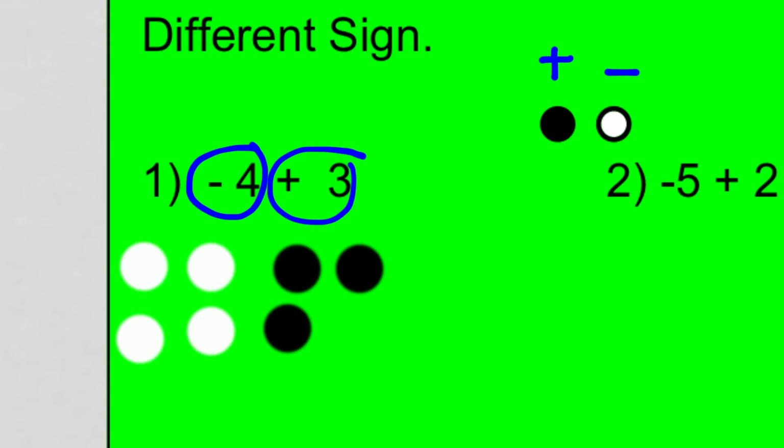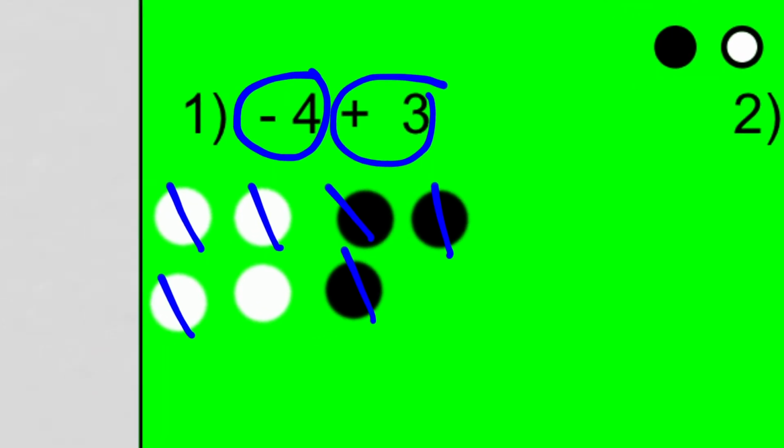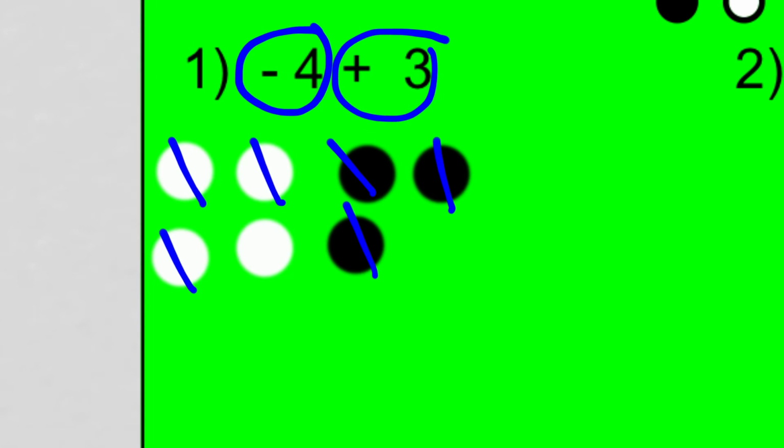Now, let's check if we have any zero pairs. Well, we have this and this could cancel. We have this and this could cancel. We have this and this could cancel. And we're just left with one white integer disk left. So our answer then is going to be -1.